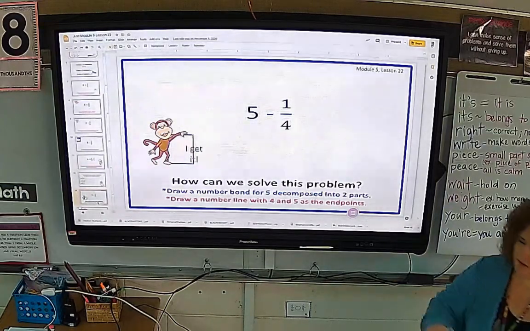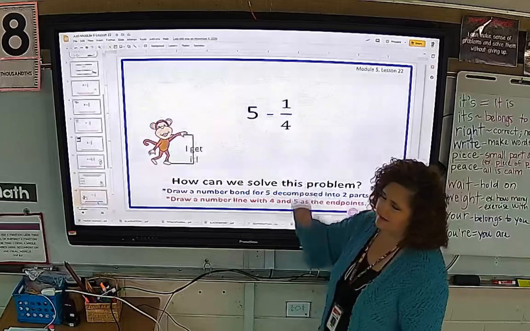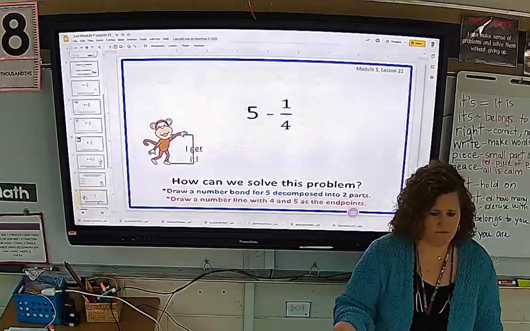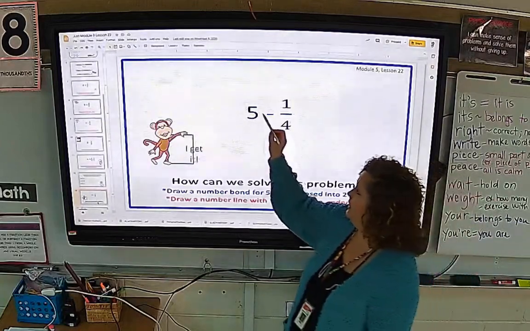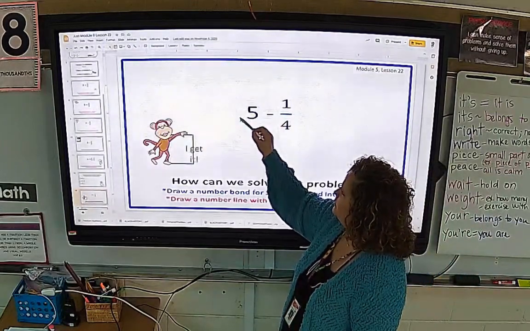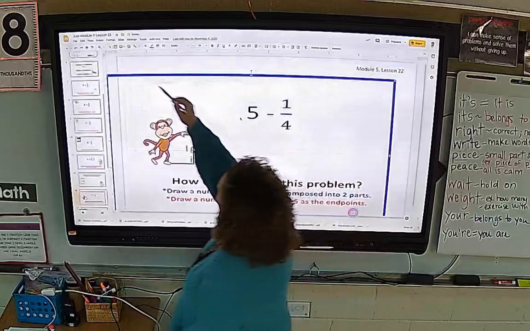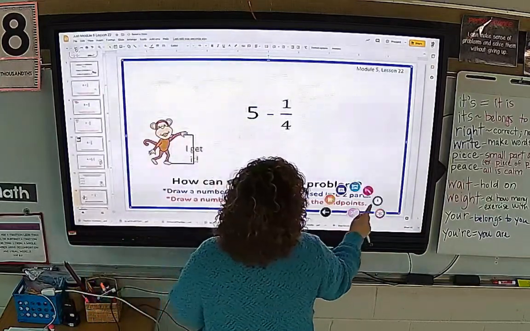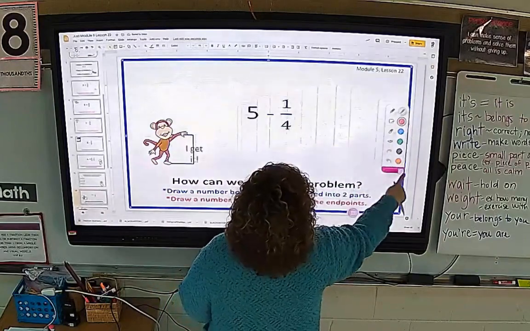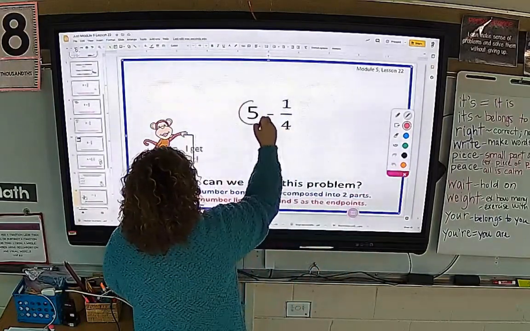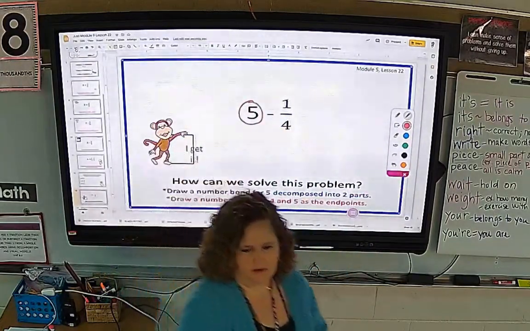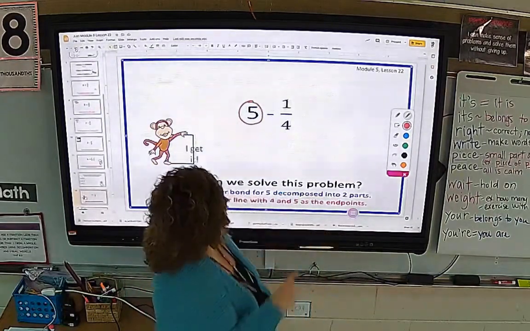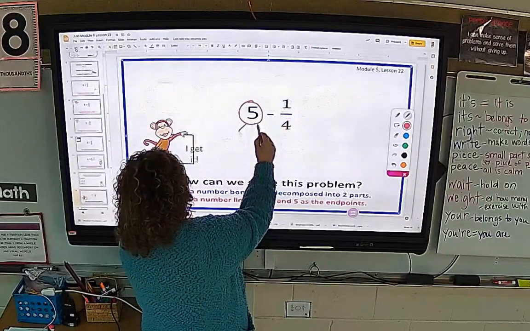Y'all got some good ideas here. We're going to take that 5 and we're going to make a number bond. What do you do with the 5? Okay. So we're going to make a number bond. I realized it right after I did it. Okay. Where's my bubble? There we go. We're going to take that 5. Okay, let's not write right now. We're going to do it in just a second. Just watch. We're going to break that into a number bond.